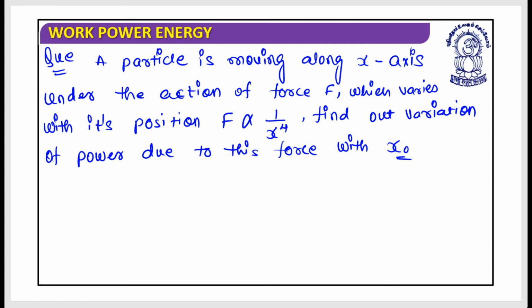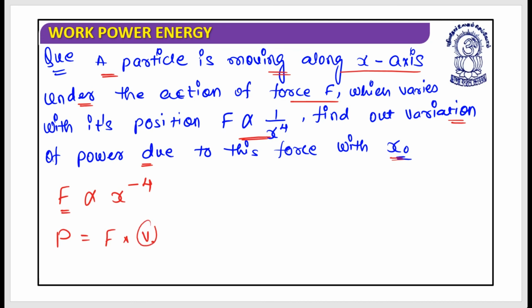Go through the data once. It says that a particle is moving along the x-axis under the action of a force F, and this force F is varying with 1 by x to the power 4. So F is directly proportional to x to the power minus 4. You need to find the variation of power due to this force with x. Force is given. To reach the power, I should have power equal to F into V. Force is already given, I require only the V. How should I do this?